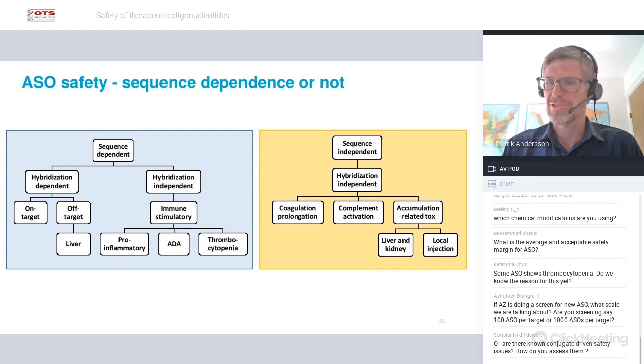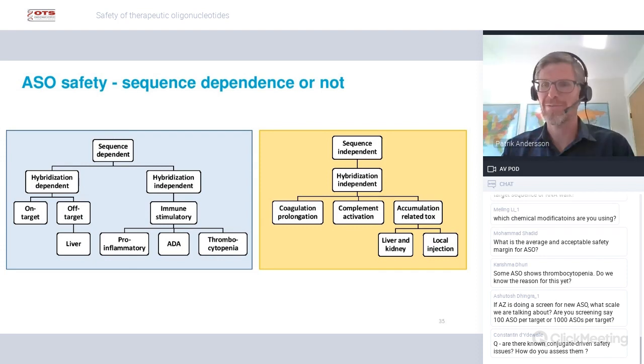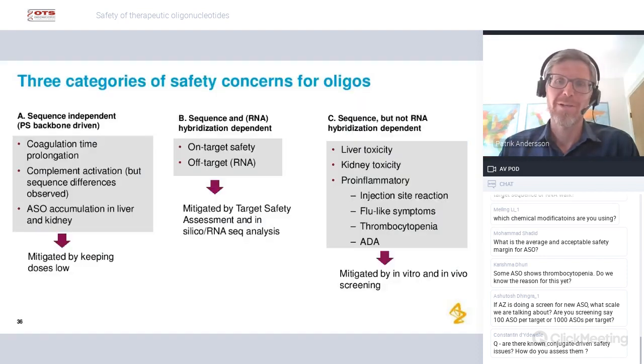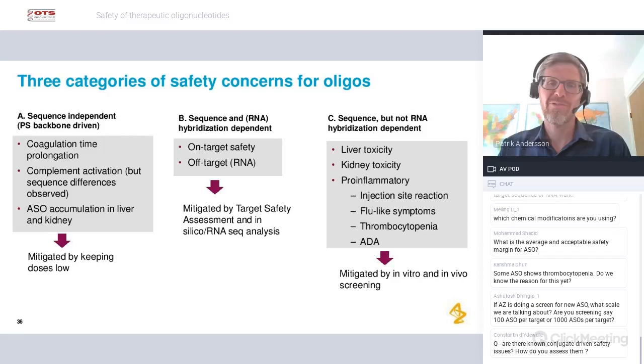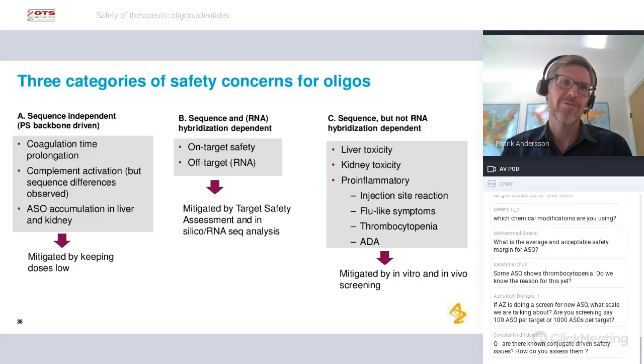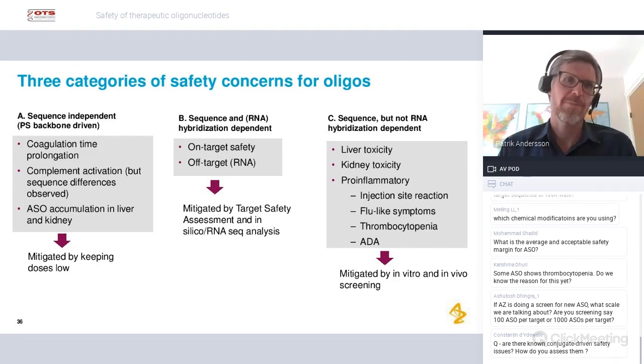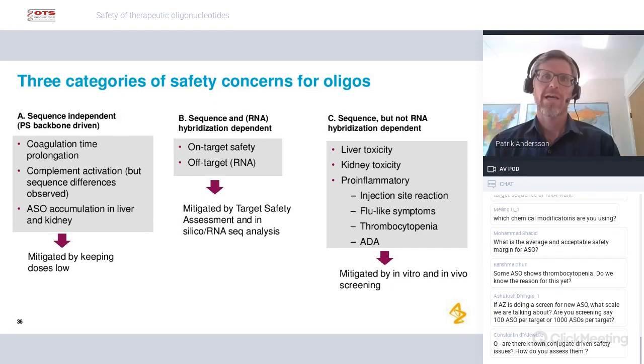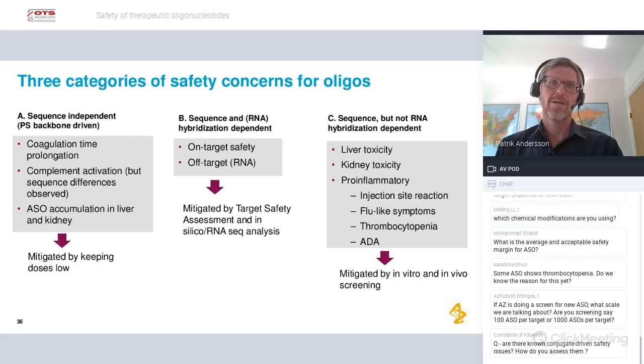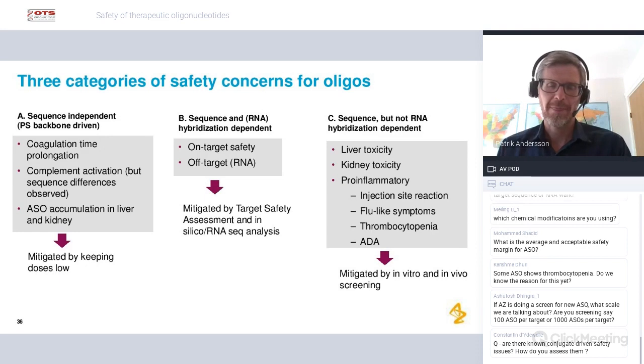And I had to show it because it was in the webinar intro. But I have actually modified it a bit to divide it into three different buckets. One here that I just mentioned about sequence-independent effects, driven by the PS backbone: coagulation time, complement, and accumulation. And then we have the sequence and RNA hybridization-dependent bucket. That's on-target safety and off-target hybridization-dependent toxicities.